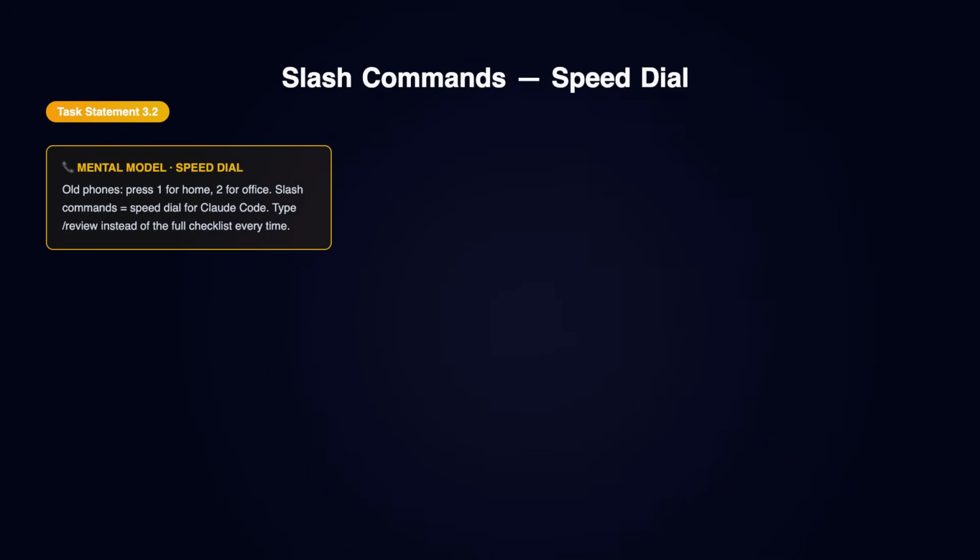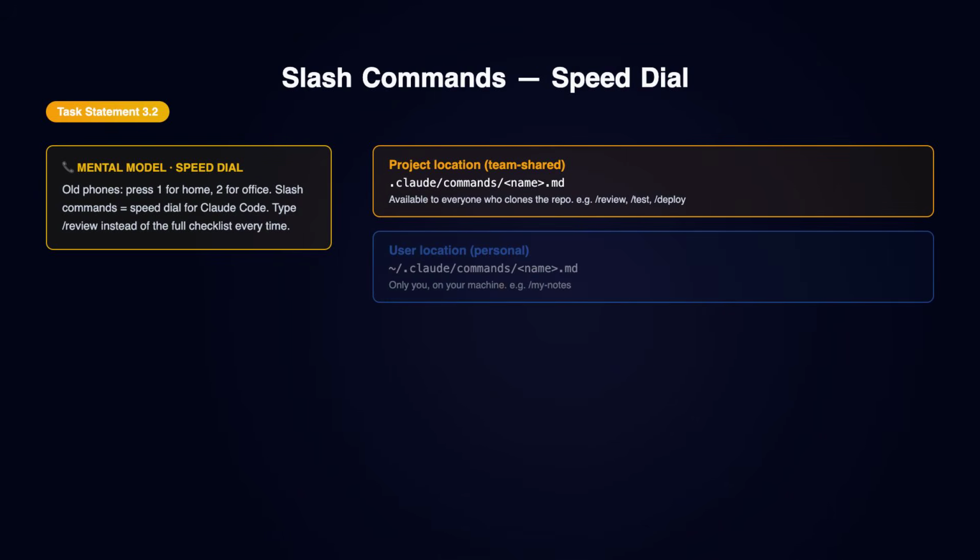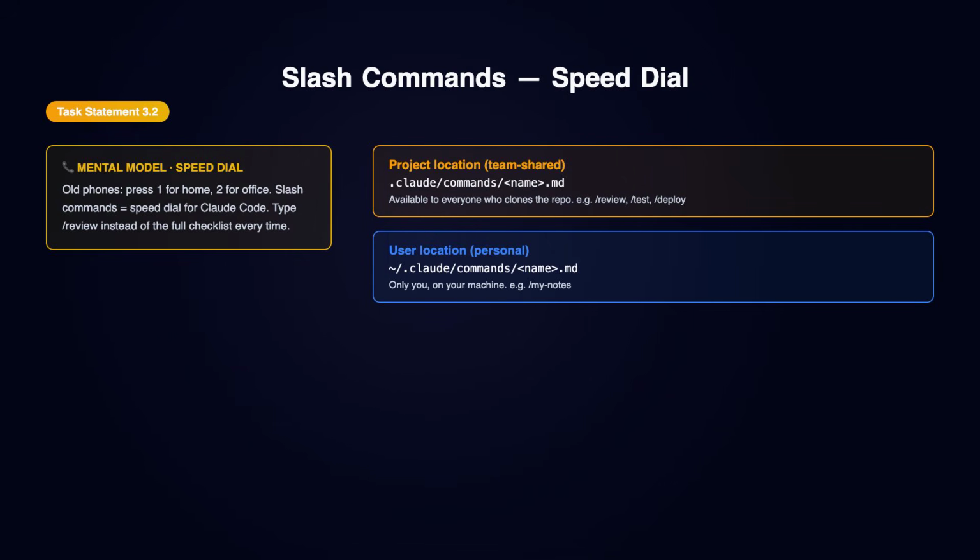Task Statement 3.2.2 covers /commands and skills. A /command is a speed dial shortcut. Type /review instead of typing the full review checklist every time. Where you put the file determines who gets it. Team shared commands go in .claude/commands inside the project, version controlled and available to everyone who clones. Personal commands go in ~/.claude/commands, for you only.